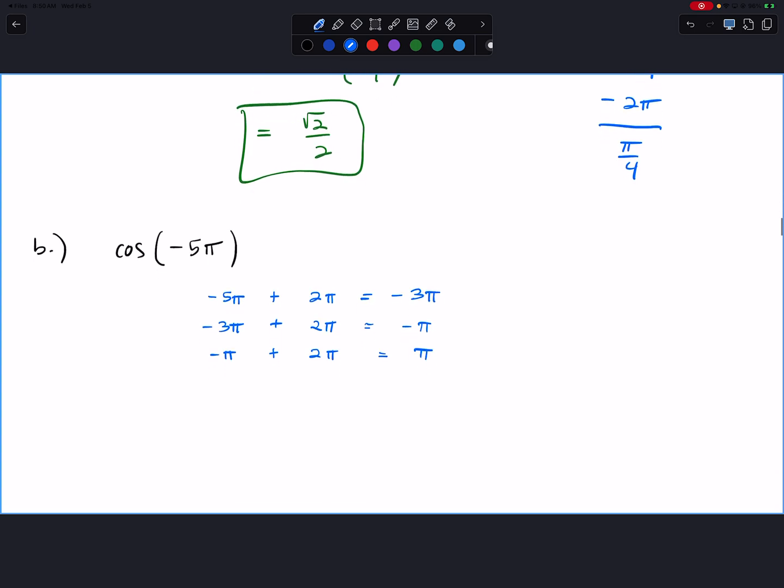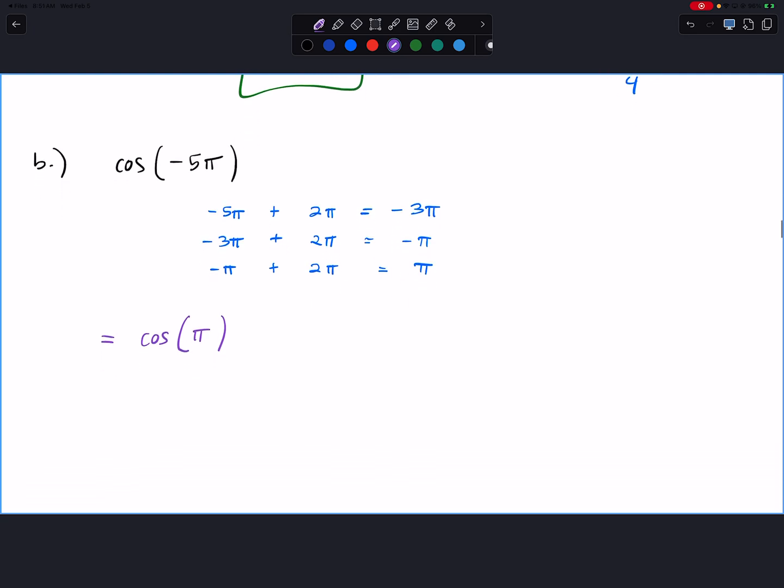Is everybody cool with that idea, where that came from? Because this angle is a multiple of 2 pi away from this angle, that means that this is going to be the same thing as the cosine of pi. So according to our unit circle, what is the cosine of pi? Negative 1.